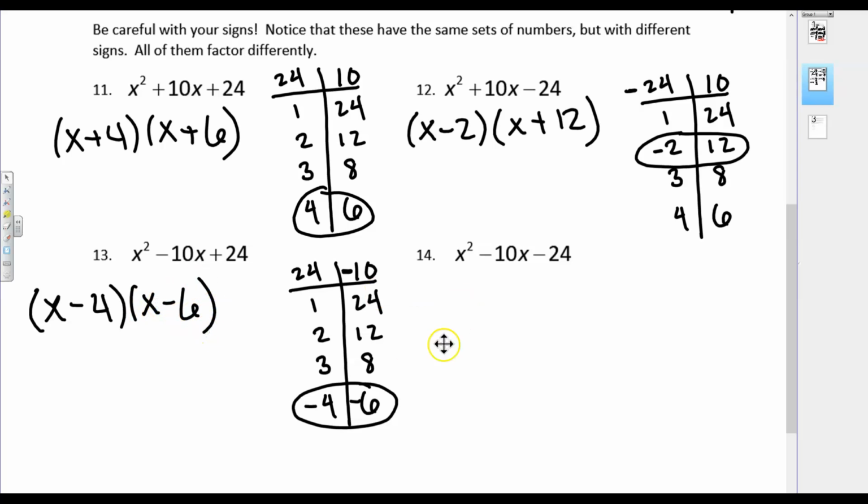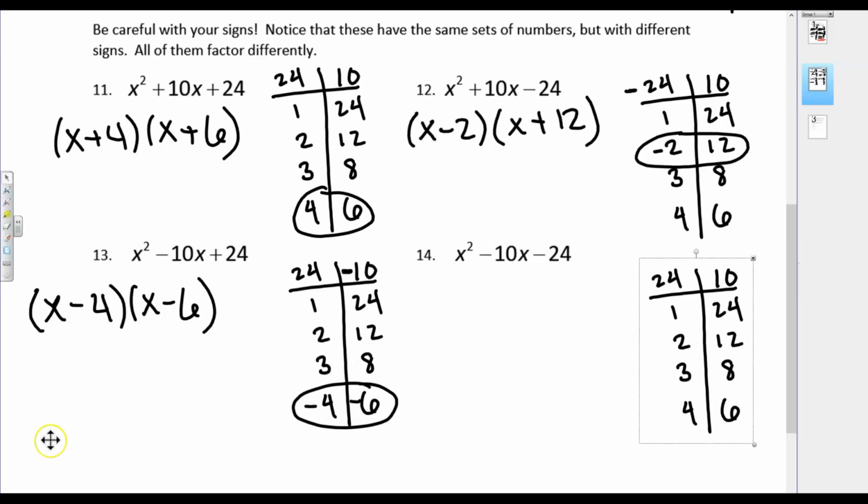And last but not least, if we look at number 14, again, same table of values as before, but now I want both of these to be negative. That means I need one value to be negative, one value to be positive in order to multiply to a negative, and the larger value needs to be negative in order to add to a negative. So I make that a negative 12 to get where I want to go this time. So it would be x plus 2 times x minus 12. So guys, you got to watch your signs really carefully.